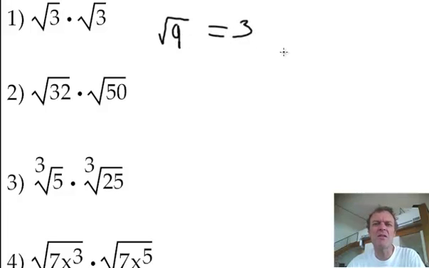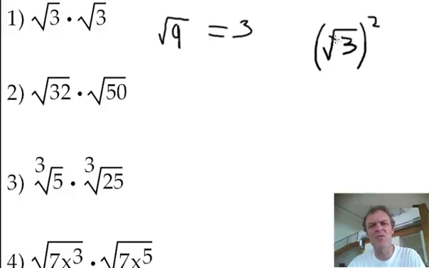Okay, and I think I mentioned this in some earlier videos. Root 3 times root 3 is like saying this. What's root 3, all squared? It's kind of like the square root and the square cancel each other in some ways. You can think of it like that, and you've just got the 3 left. Okay, but look at the actual work there.